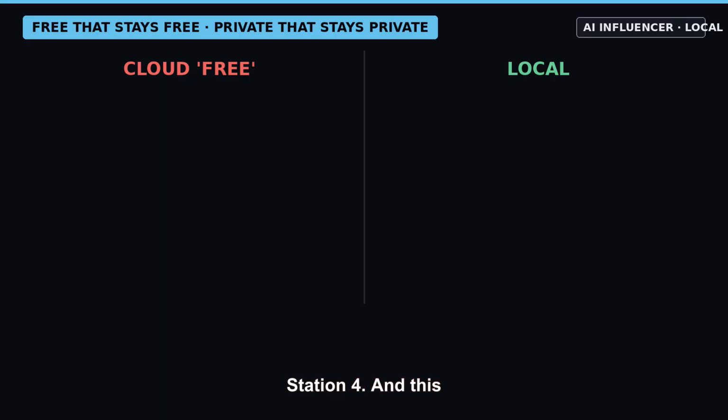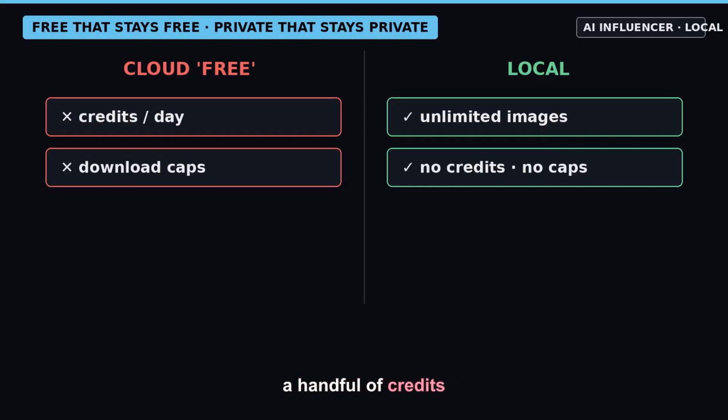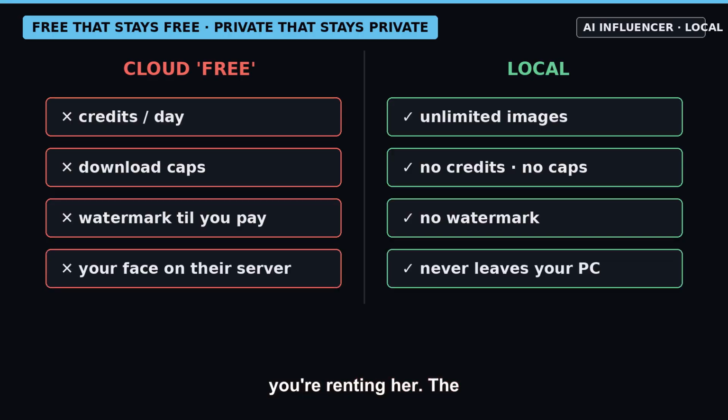Station 4, and this is why we do the whole thing locally. Those free tutorials, they're free as a meter. Google's tool gives you a handful of credits a day. The image tool caps your downloads. The nice one adds a watermark until you pay. Build a real character on that and you're renting her. The day the free tier changes, your workflow breaks.